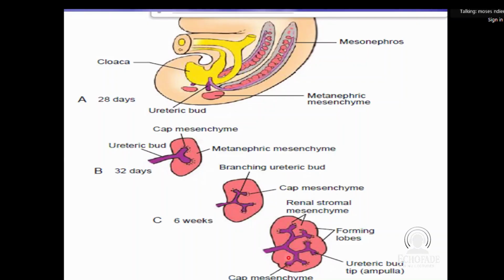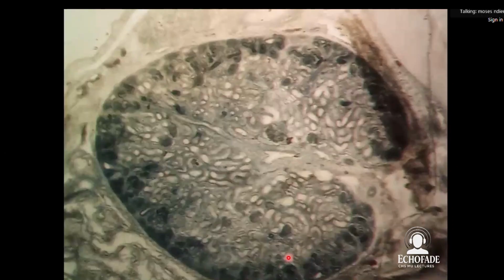So that is the development of the kidney. This is an early development of the kidney. Notice the renal pelvis. Notice the duct systems as they go towards the cortical part, and notice the formation of the Bowman's corpuscle in the cortical part of the kidney, not from the hilum.